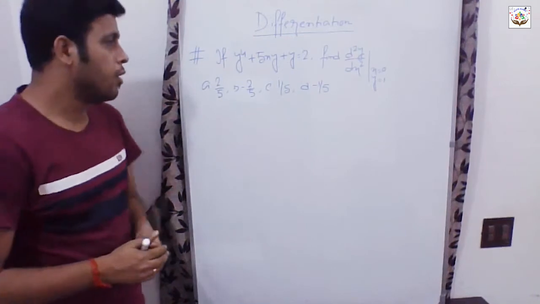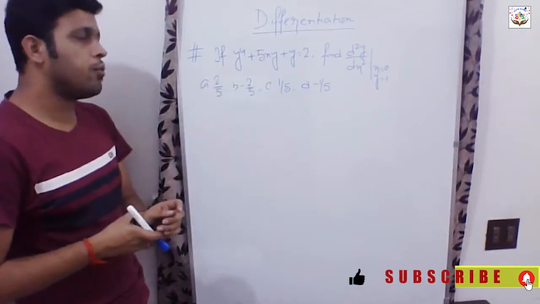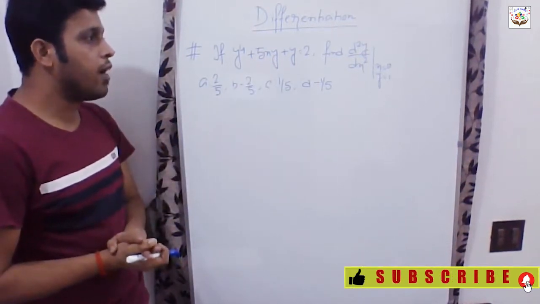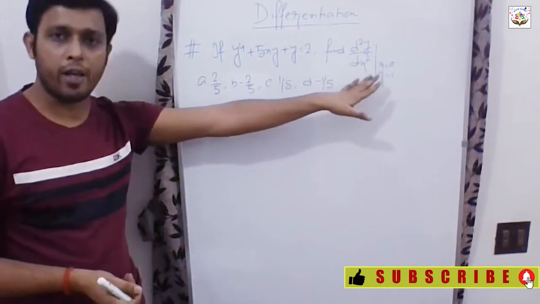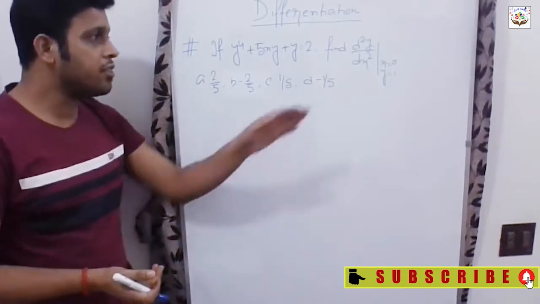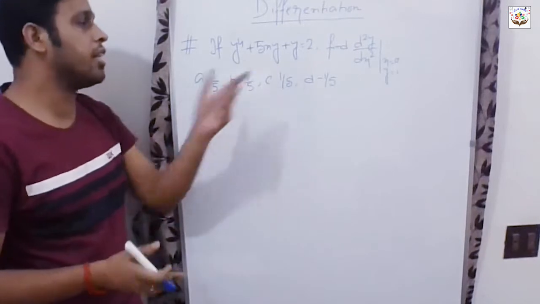In this problem, we have: if y to the power 4 plus 5xy plus y equals 2, then we need to find the value of d2y by dx square at x equals 0 and y equals 1, and we have these four options. As you can understand by looking at the problem, we need to find d2y by dx square first.